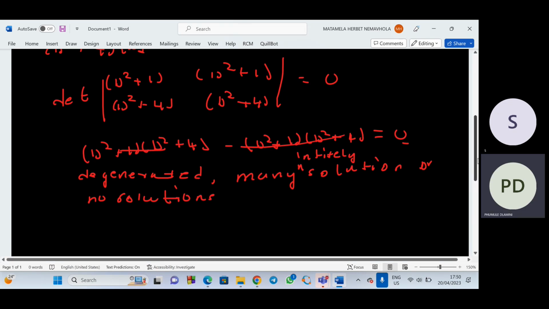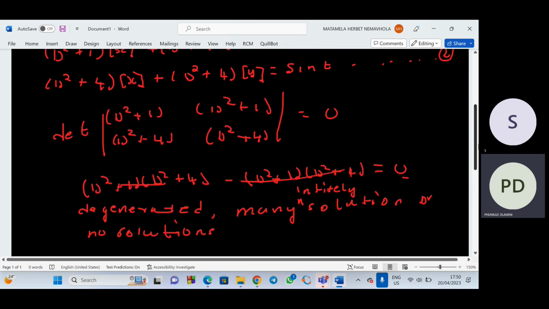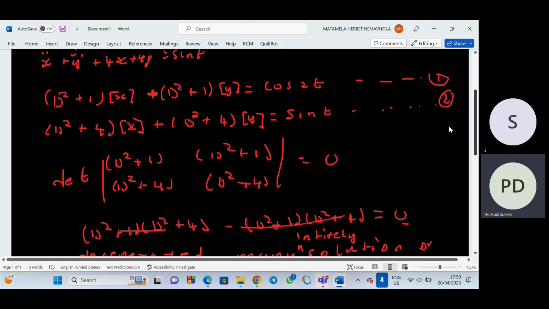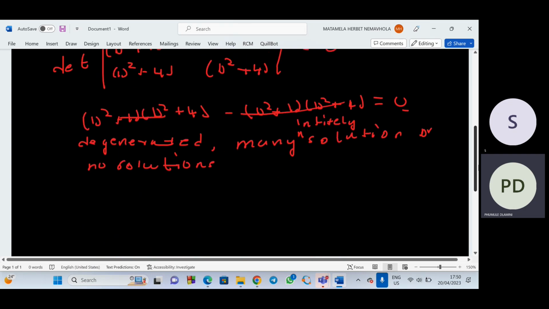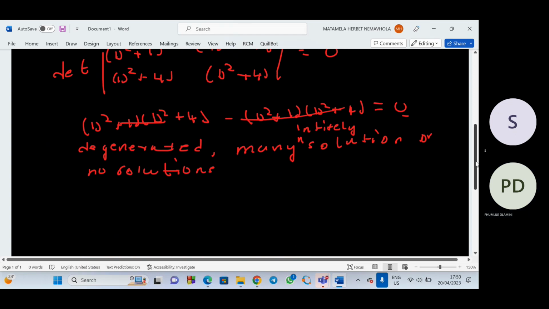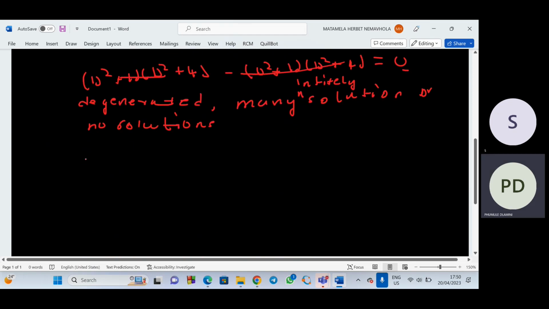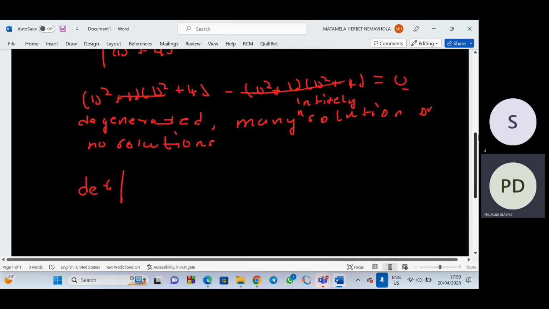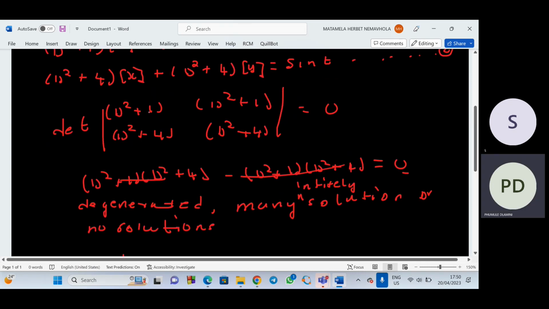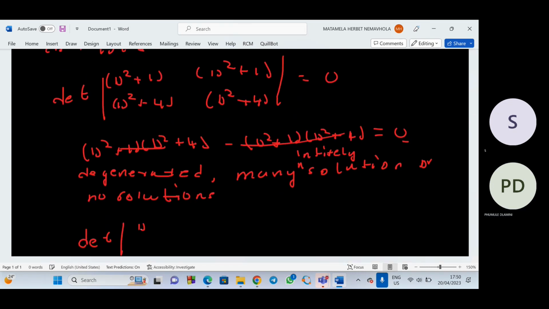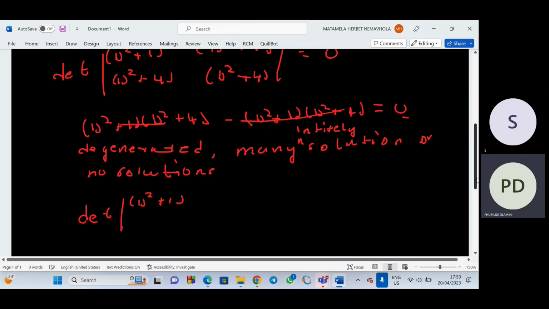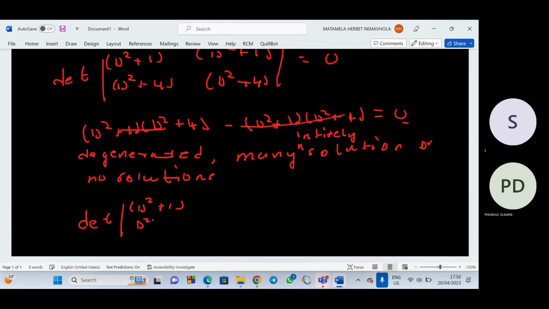No solutions. The other thing you can use to prove that it has many solutions or no solutions is the determinant, because it gives you 0 this way. Even though I haven't opened the memo, I know they are going to say delta of this. Then you can use 1 of dt, d squared plus 1. You can bracket them. I'm also going to write this one, d squared plus 4.